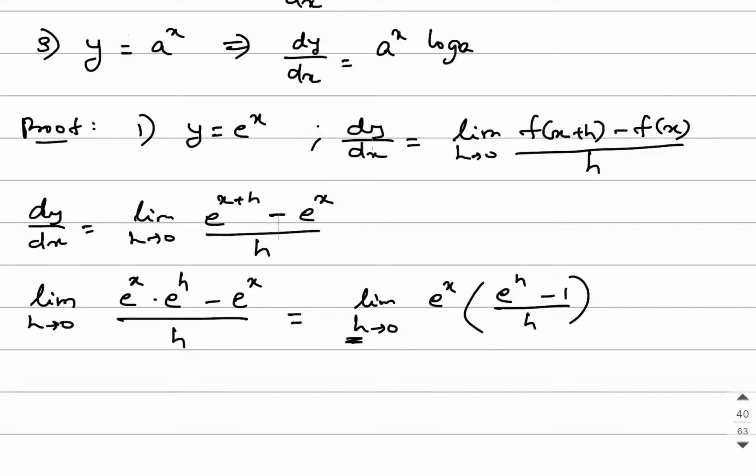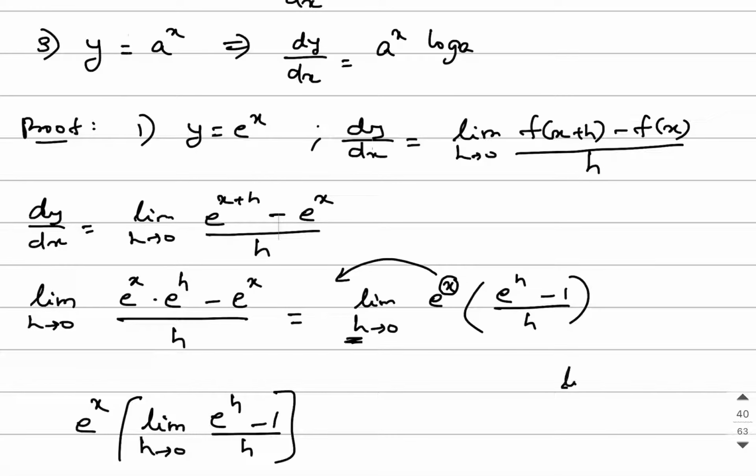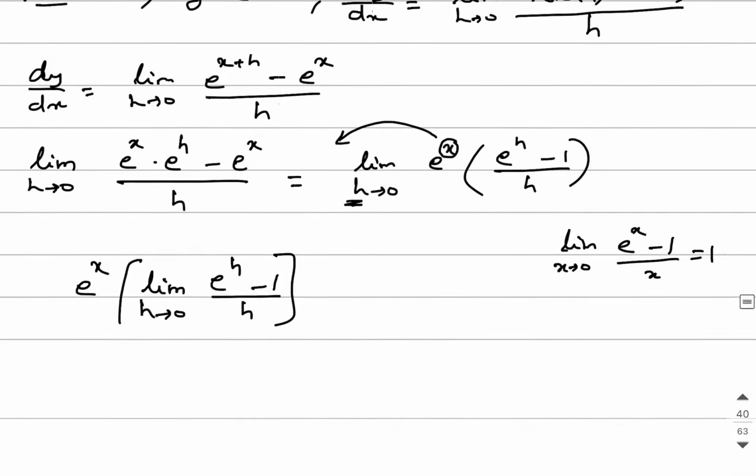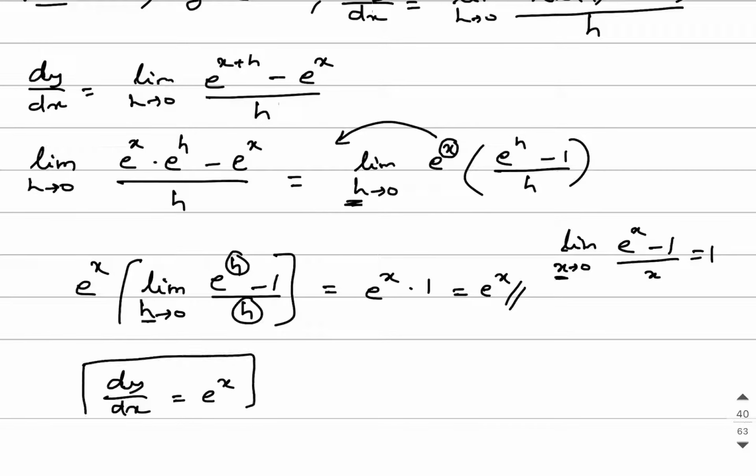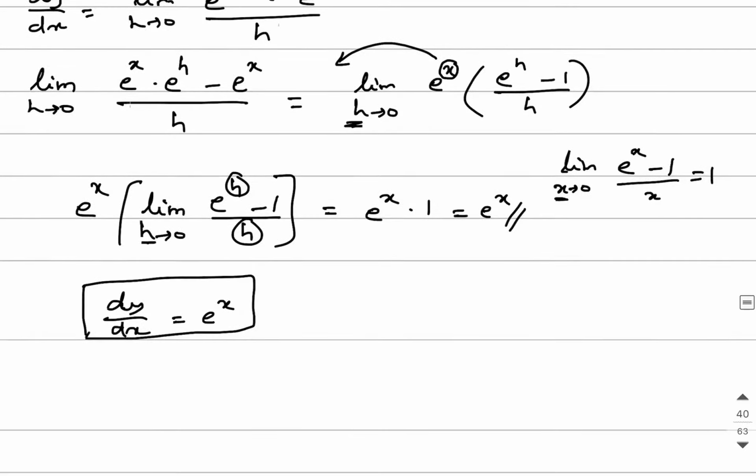Remember, here the variable is h. So with respect to h, x is a constant. So this can come out of the limit. So we can write it as e power x into limit h tends to 0, e power h minus 1 divided by h. Now recollect from your last year concept, limit x tends to 0, e power x minus 1 divided by x is 1. Right. In a similar way, instead of x you have h here. So e power h minus 1 divided by h, this whole term is going to be 1. So e power x into 1 is going to give us e power x, and this is what is dy by dx for e power x. So the derivative of e power x is e power x.